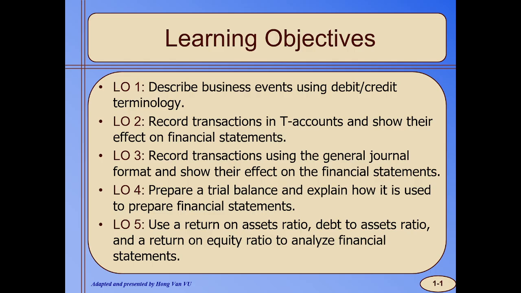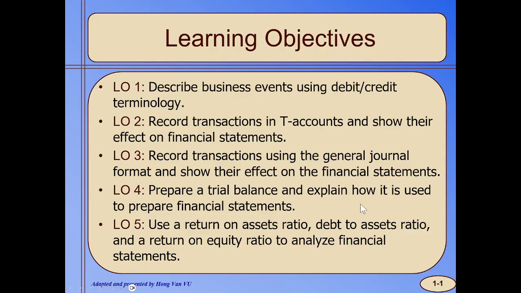The first one, we learn how to describe the business event using the debit and credit terminology. In learning objectives 2 and 3, we record all of the transactions in T accounts and show how they affect the financial statements. After recording all the transactions into T accounts, we record the transactions using the general journal format, and we also show how they affect the financial statements.